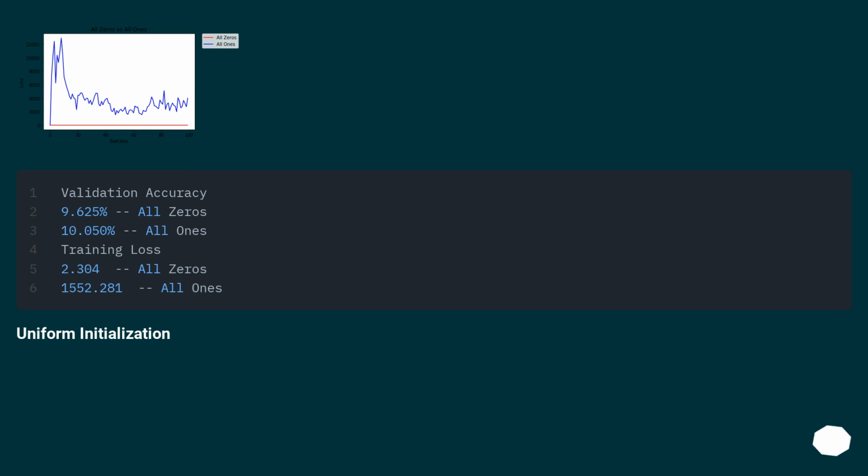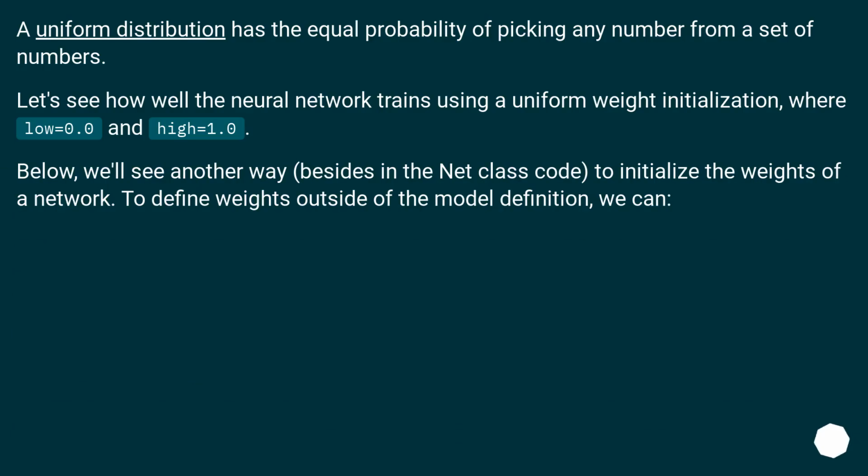Uniform initialization. A uniform distribution has the equal probability of picking any number from a set of numbers. Let's see how well the neural network trains using a uniform weight initialization, where low equals 0.0 and high equals 1.0. Below, we'll see another way, besides in the net class code, to initialize the weights of a network.